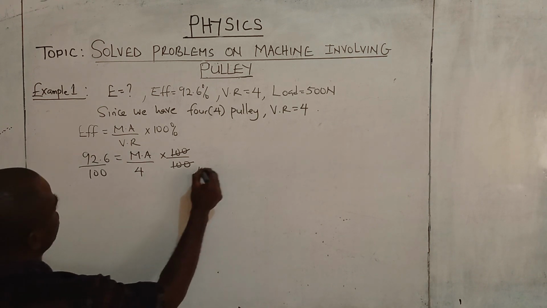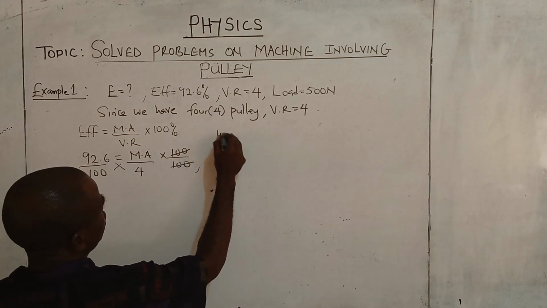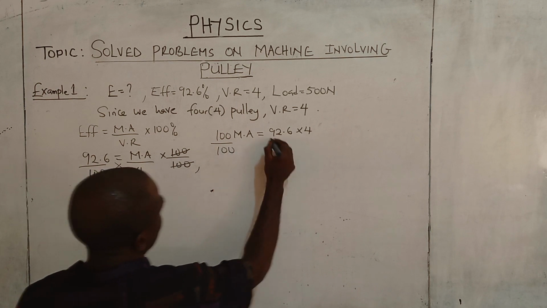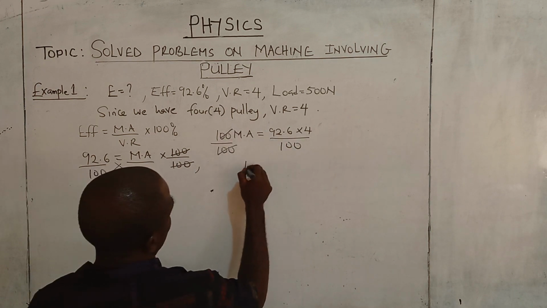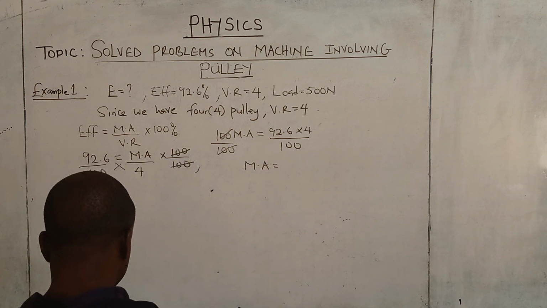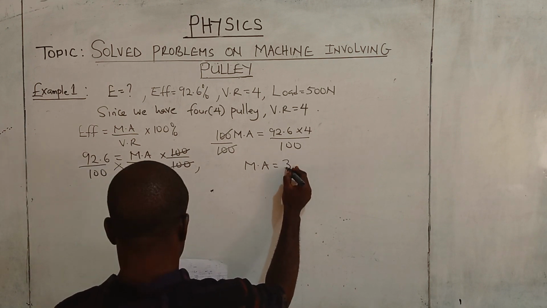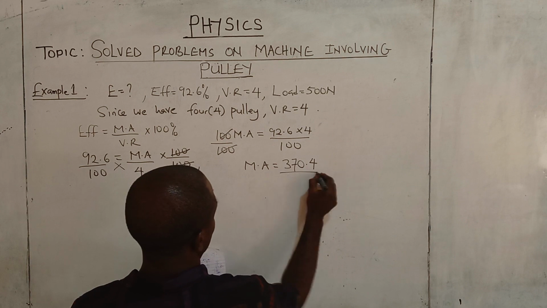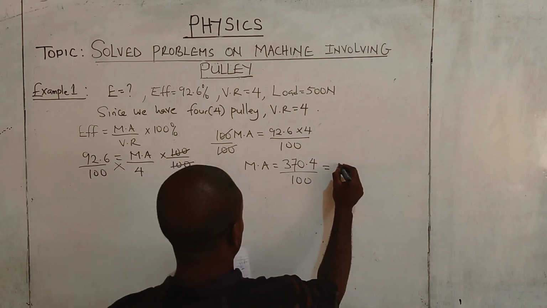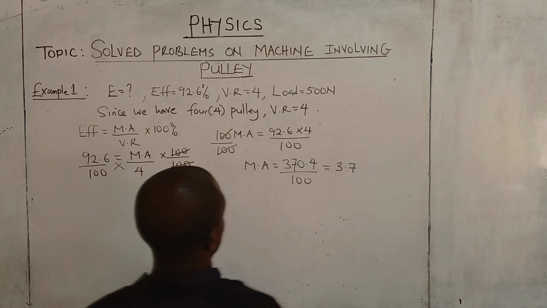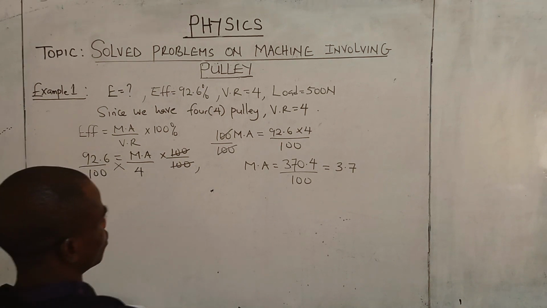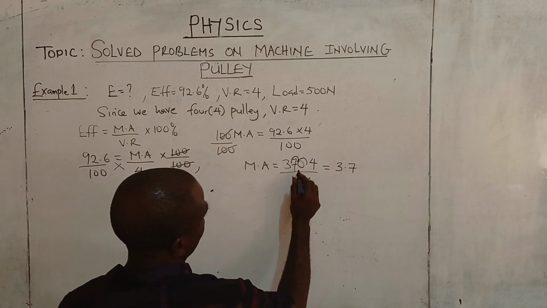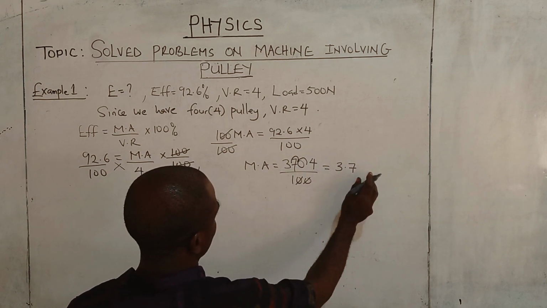Now you have, cross multiply, 100 MA equals 92.6 times 4, divided by 100, divided by 100. Mechanical advantage equals, in the multiplication, you have 370.4. Divide by 100. Using a calculator, you have 3.7. If you don't have one, you can just shift two times, this one will go. That's why you have 3.704. If it doesn't mean anything else, we'll leave it like that.